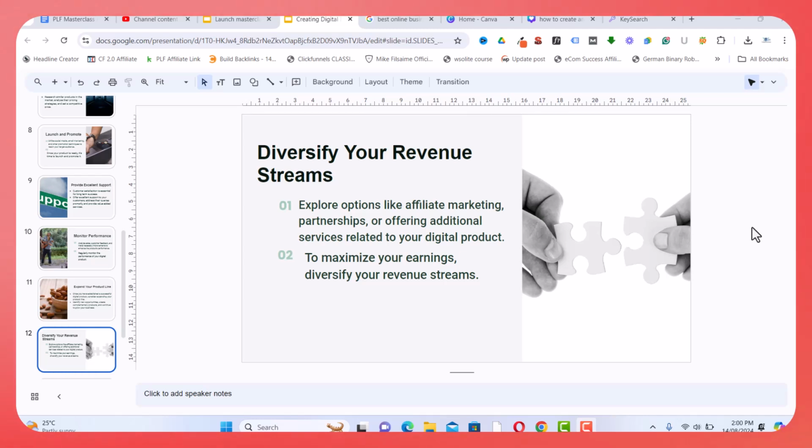Then the last one is diversify your revenue streams. You don't want to stay on one product alone. After you launch the first product, make sure you launch the second one and third one to ensure that you build authority in your niche. Explore options like affiliate marketing, partnerships, or offering additional sales related to your digital product. So don't just depend your income on the product you create and sell. You can also employ other methods such as affiliate marketing, partnerships, and so on to maximize your earnings. Make sure you diversify your revenue streams.